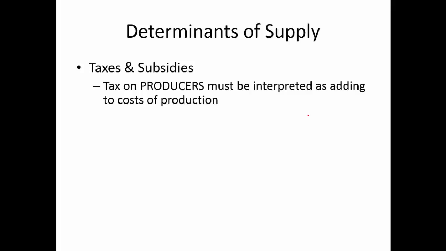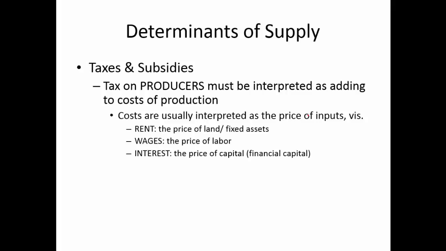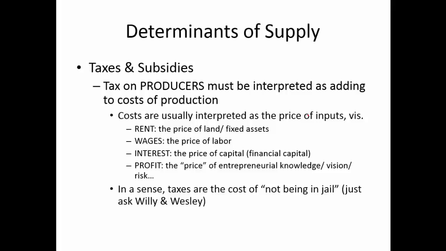Taxes and subsidies. A tax is just a cost of production, a tax on producers, just like the price of inputs. In the bread factory, we have to pay for the workers, we have to pay for the flour and the water, we have to pay for electricity, we have to pay for machinery. You have to pay rent, wages, interest on your asset inputs. You have to pay profit to the entrepreneurs.